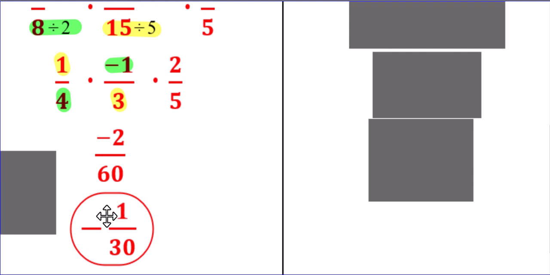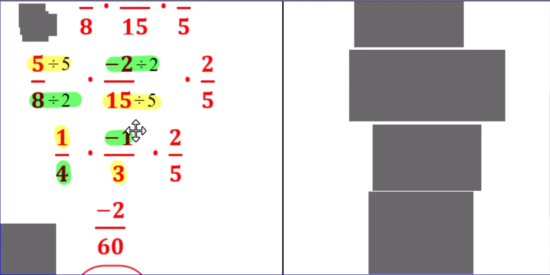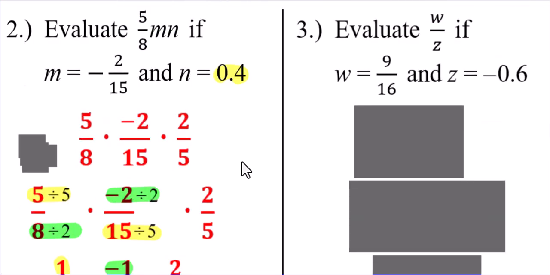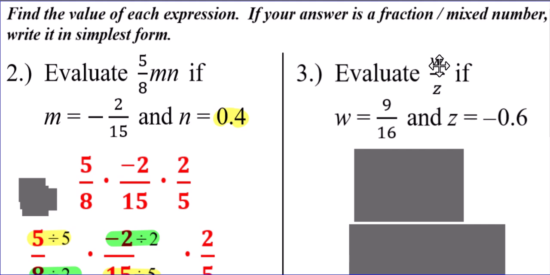And I don't care where you keep the negative sign. You can put it up to the left, or you can put it up in the numerator. Either way is fine. When I'm doing my work, I like to keep it in the numerators. All right, problem number 3. W over Z.